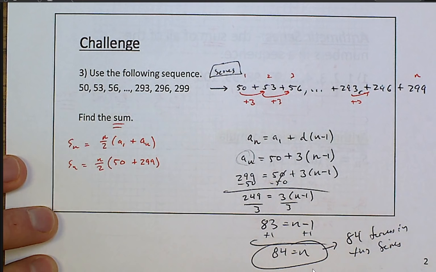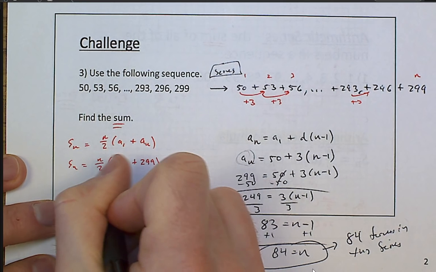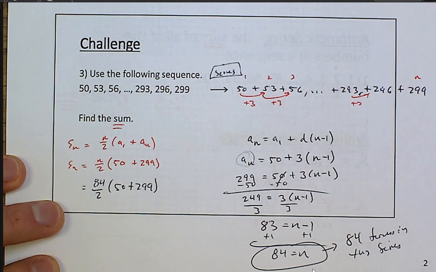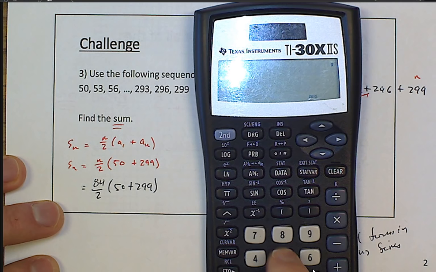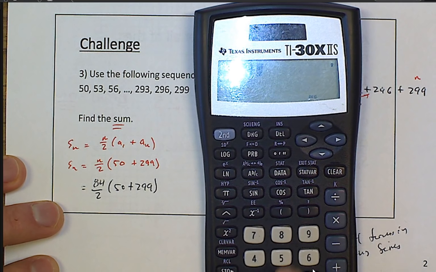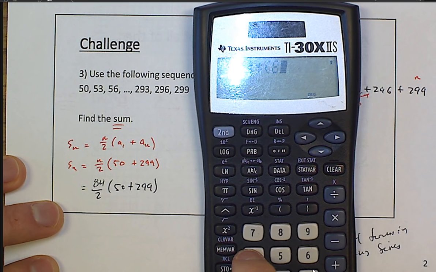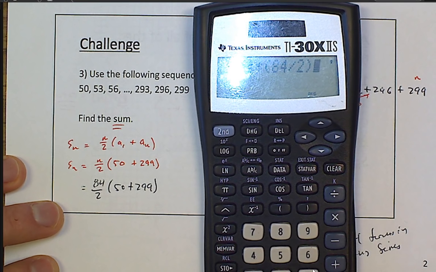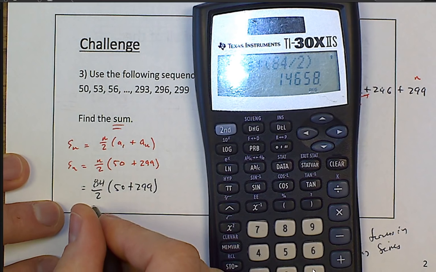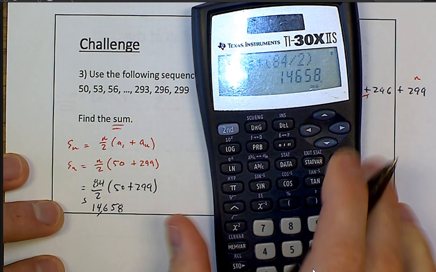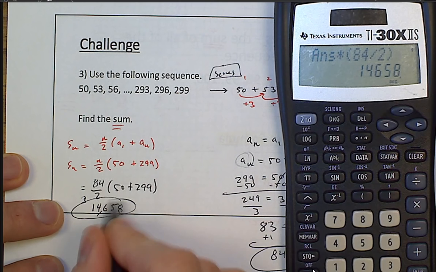So now this becomes 84 over 2, times 50 plus 299. We just take our calculator out and go 50 plus 299, and then multiply that by 84 divided by 2. You can obviously do that in your head. And we should get 14,658. It's not money, it's just 14,658.